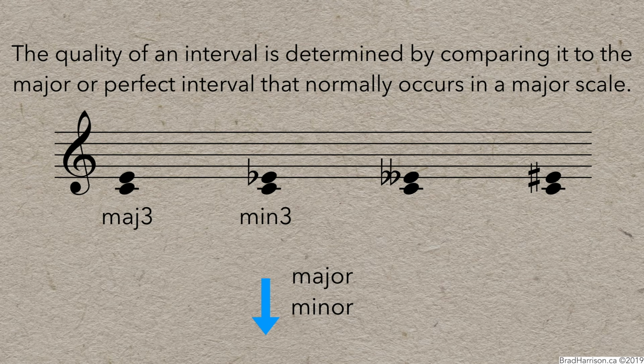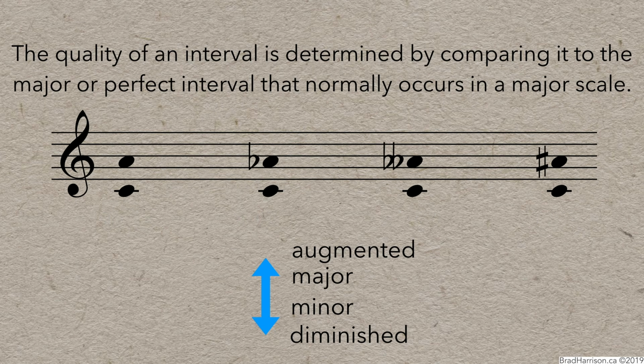Any interval that's been made 2 semitones smaller, like C to E double flat, is known as diminished. Finally, any major interval that's been made a semitone larger is augmented, like C to E sharp. This applies to all the major intervals.